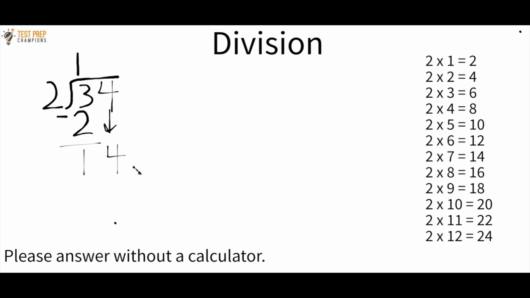So how many times does 2 go into 14? Well, 2 times 7 is 14. So I'm going to put a 7 right up here. So 2 times 7 is 14. So I'm going to write 14 down here now, and I'm going to subtract. And I see that 14 minus 14 is 0. So I don't have any remainders, and the answer is just 17.